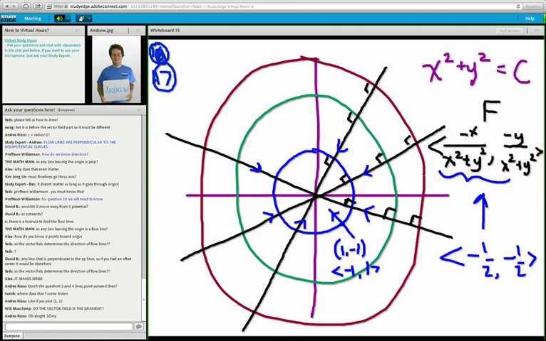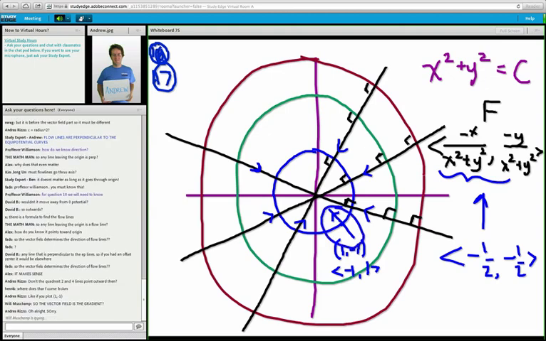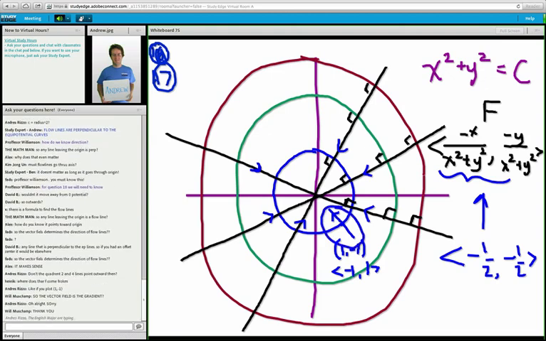Yes, the vector field is the gradient. And if I plot 1, 1, that gives me this vector right here. Good? All right, we're done.